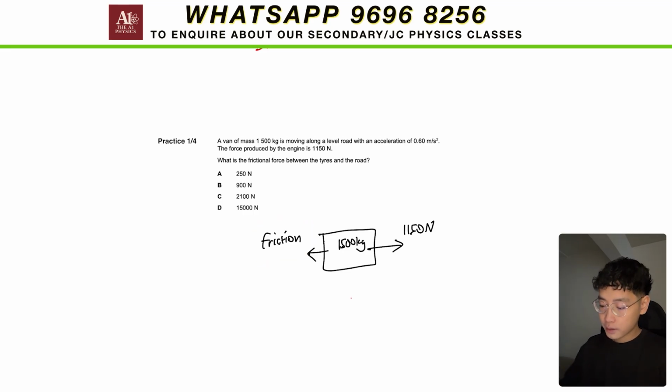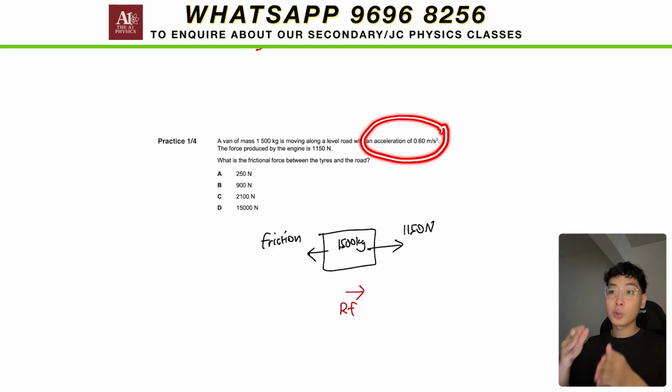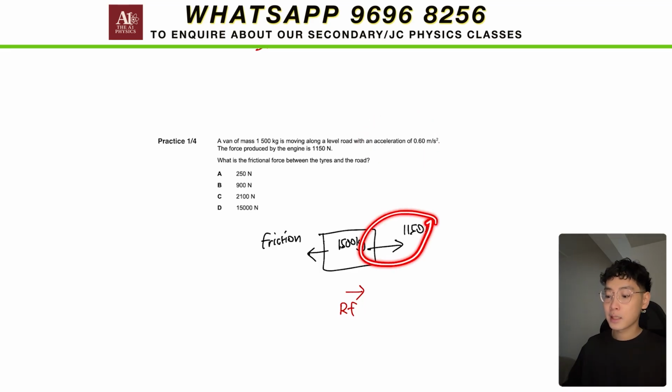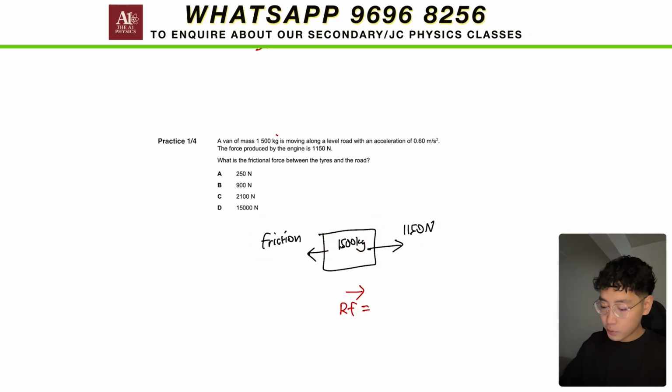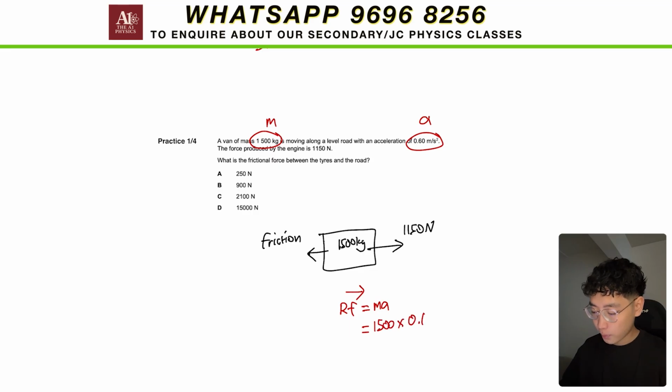Now we know that there is a resultant force to the right, because the van is accelerating to the right. So this force must actually be bigger than this force. So overall the resultant force must be to the right. Now using the mass and the acceleration, you can calculate the resultant force using RF equals MA. So we can say that resultant force equals 1500 times 0.60 equals 900 newtons.